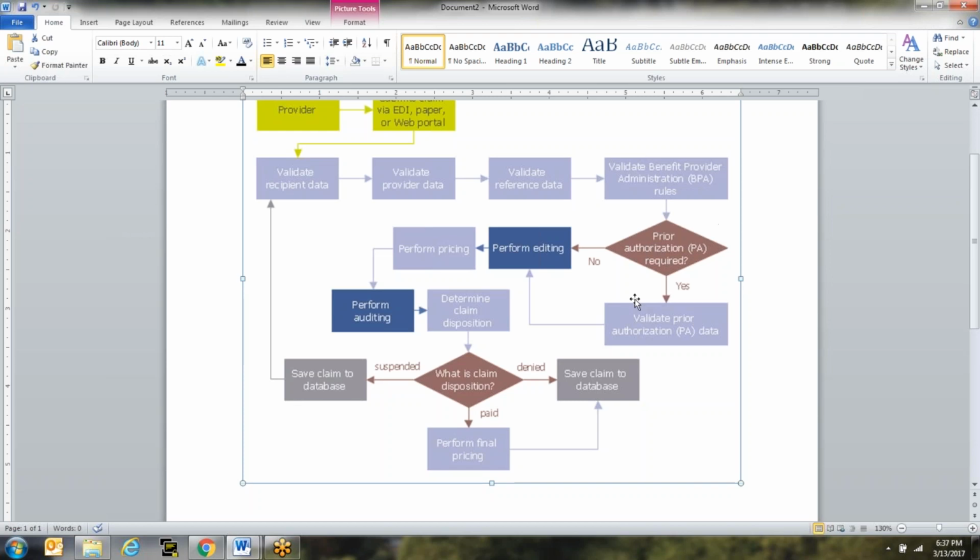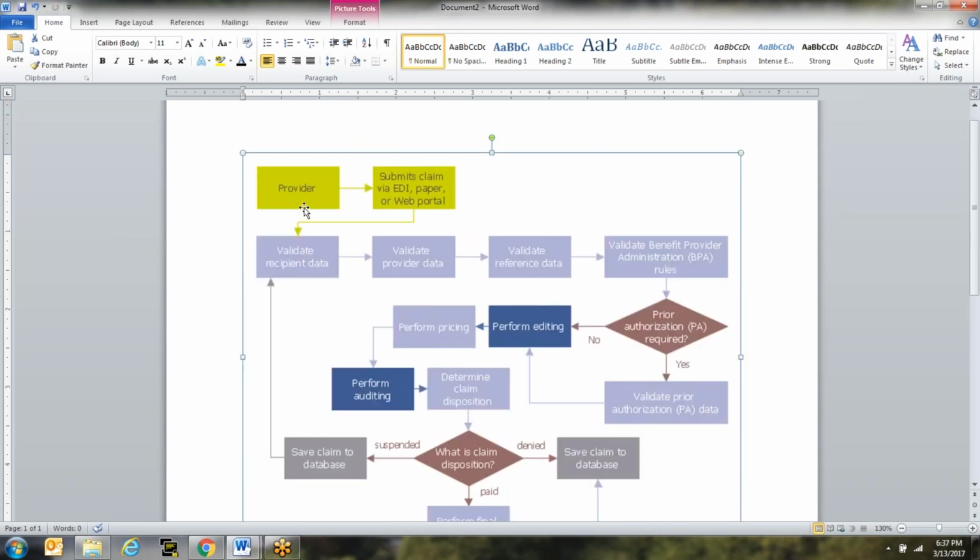Now, if the prior authorization is there, that's fine. The next step is perform editing. You have to understand one thing, guys. We have discussed this step, this step, this step, this step, and this step. Anytime it is false or negative, it goes back to the provider. I didn't highlight each and every arrow coming from each and every box, but it is empirical that anytime the claim fails to cross or process one step, it will go back to the provider with an error.